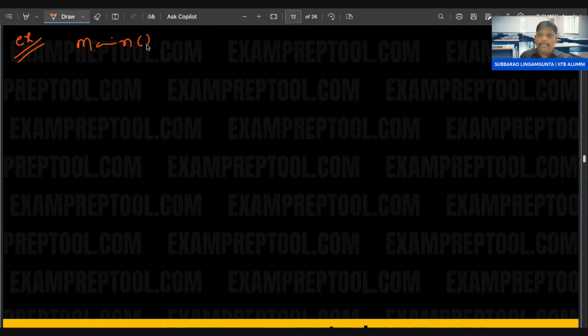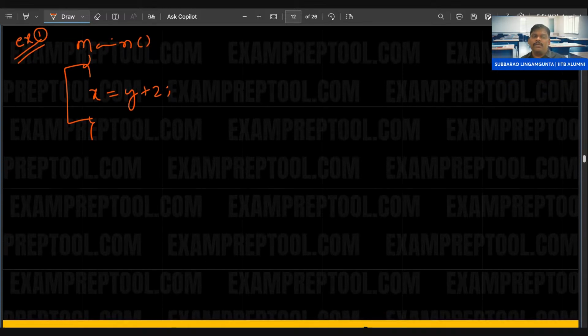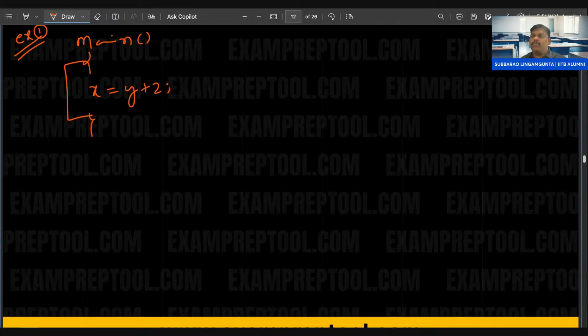First problem. Main, x equal to y plus z. It's the first problem, Example 1. Be careful from now onwards. Example 1, main x is equal to y plus z. For this problem, I want to find out the time complexity. Remember, we are using priori analysis.